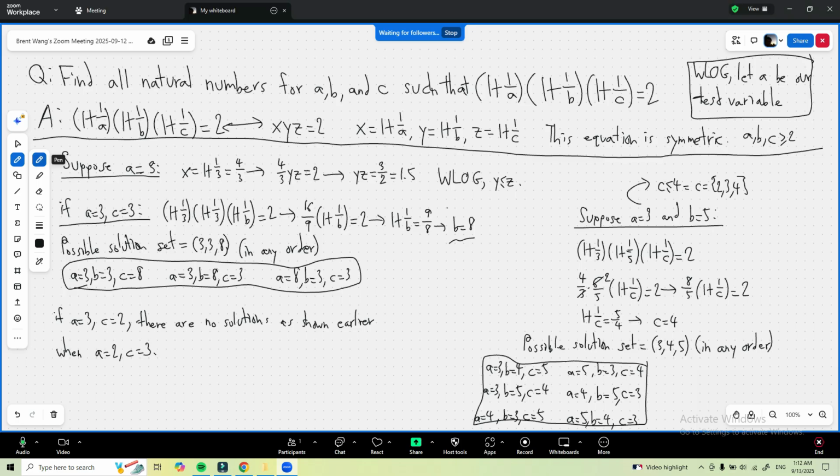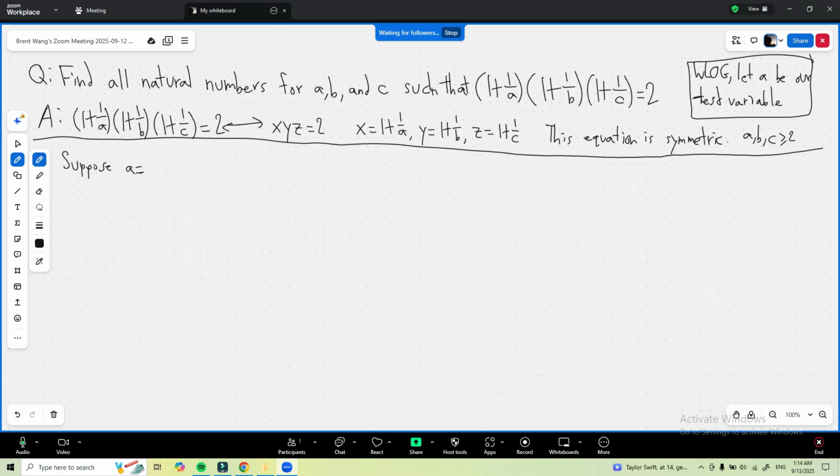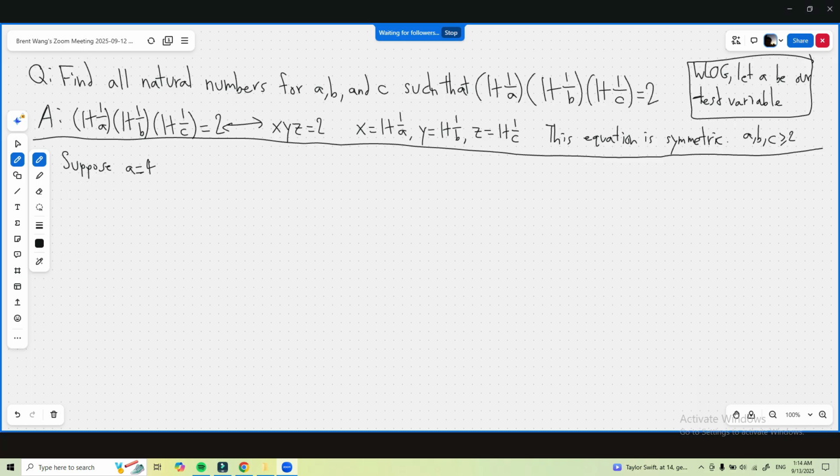Let's move on to the value 4 now. Okay, so now let's suppose our test variable A was equal to 4. What would happen now? So once again, you'd have your x equals 1 plus 1 over 4, which would be 5 over 4. And xyz is equal to 2, so 5 over 4 yz is equal to 2. And then you'd have yz is equal to 1.6.